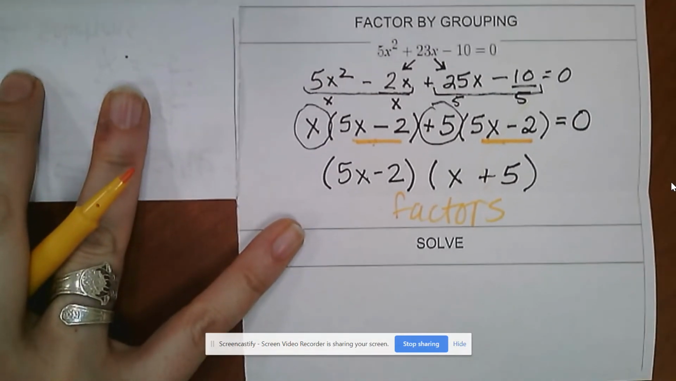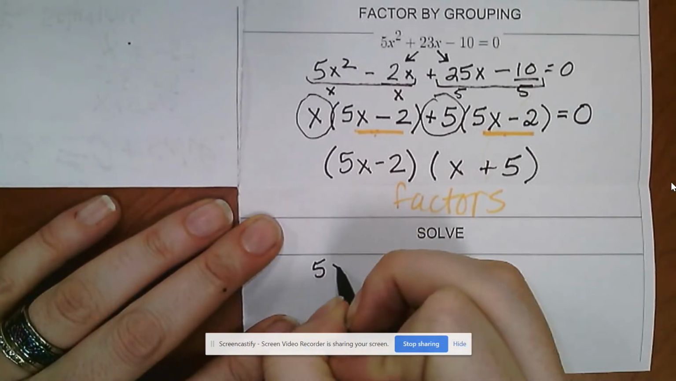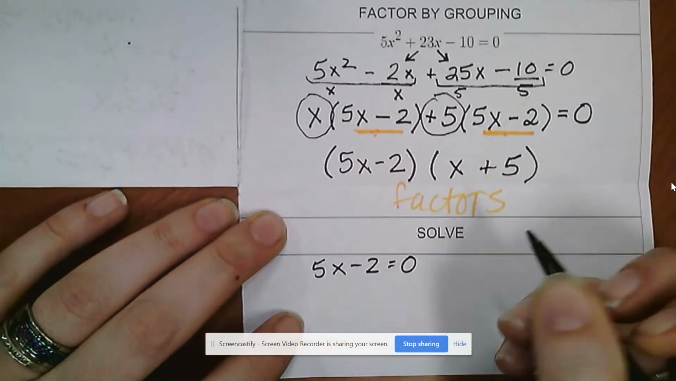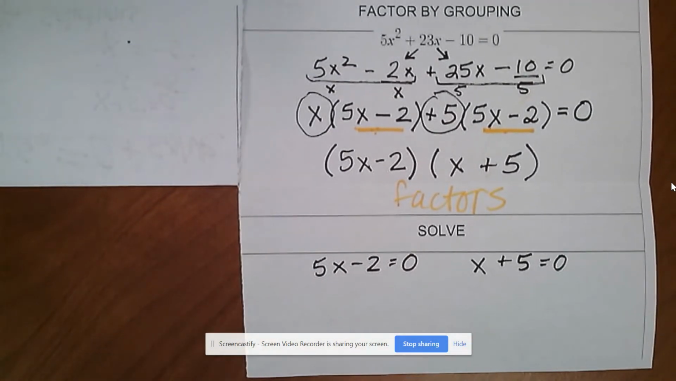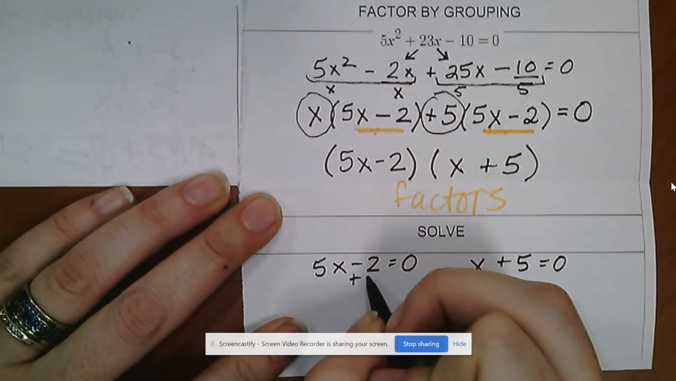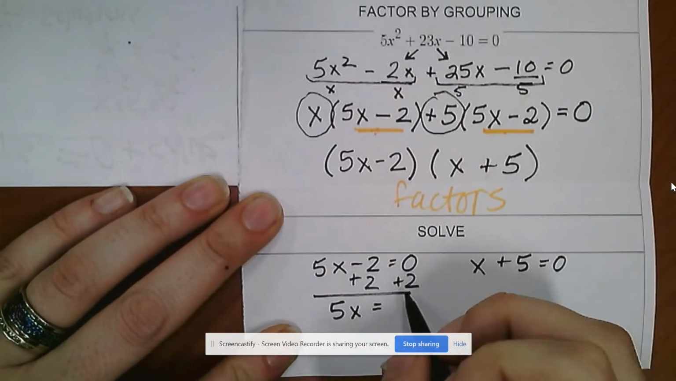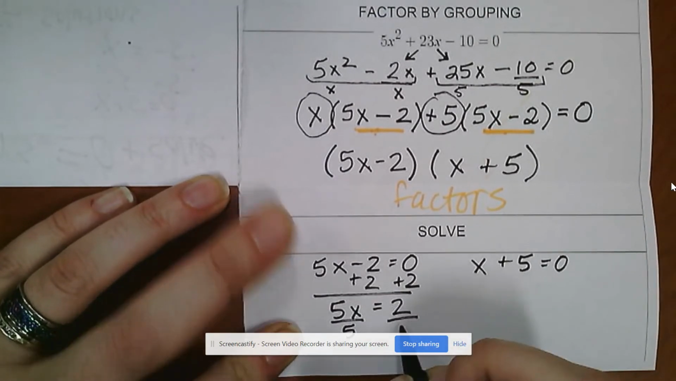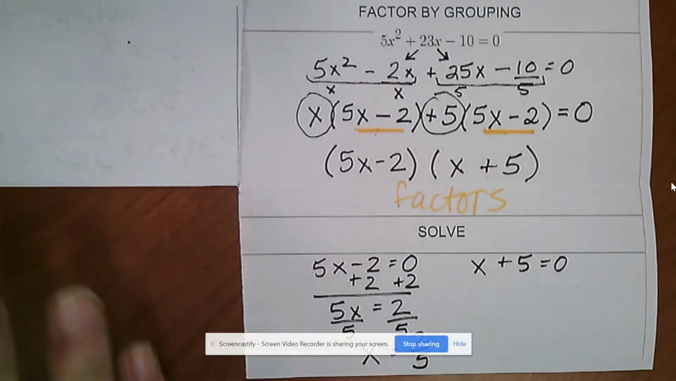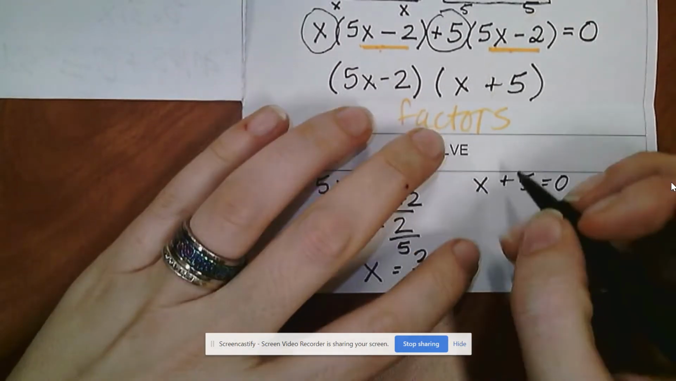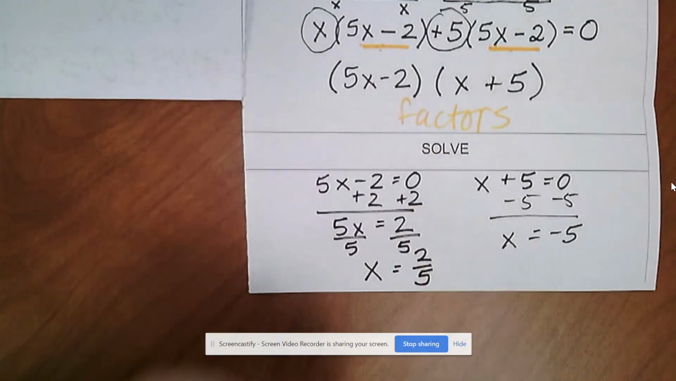So remember, though, we're trying to solve, and just like the last time, we're going to solve them by setting these equal to 0 and solving for x. So that's always the last step. So again, like last time, I'm going to add 2 to both sides, and then I'm going to divide both sides by 5. One of my solutions is 2/5. Oops. Let me show you that. And then I'm going to subtract 5 on both sides. And my other solution is -5.